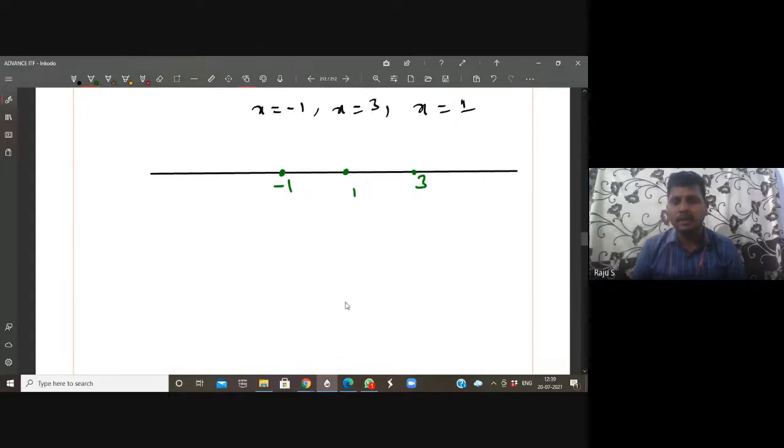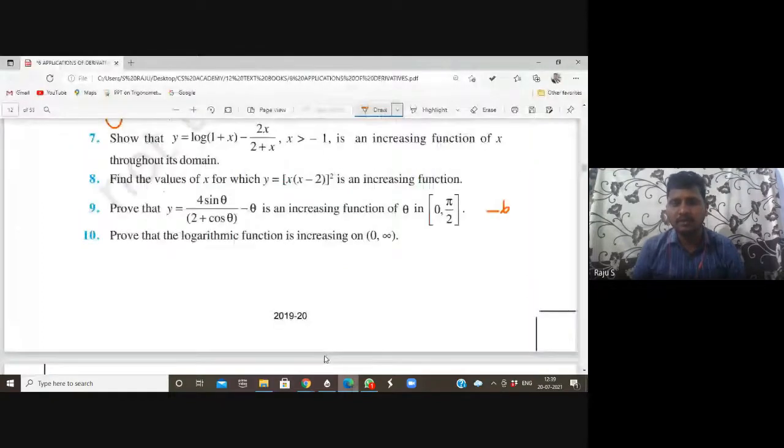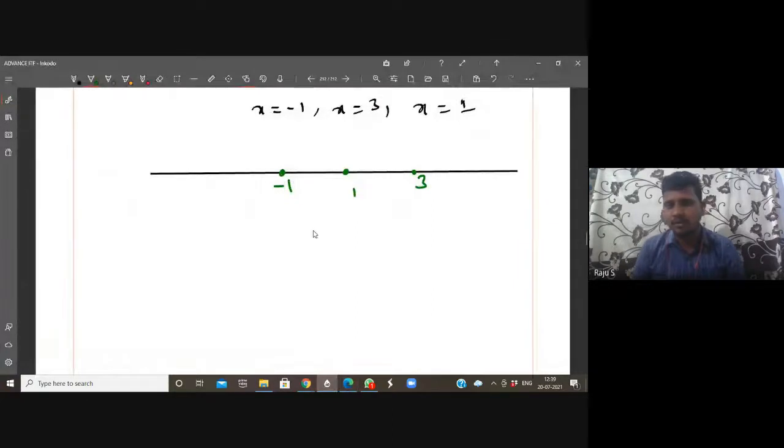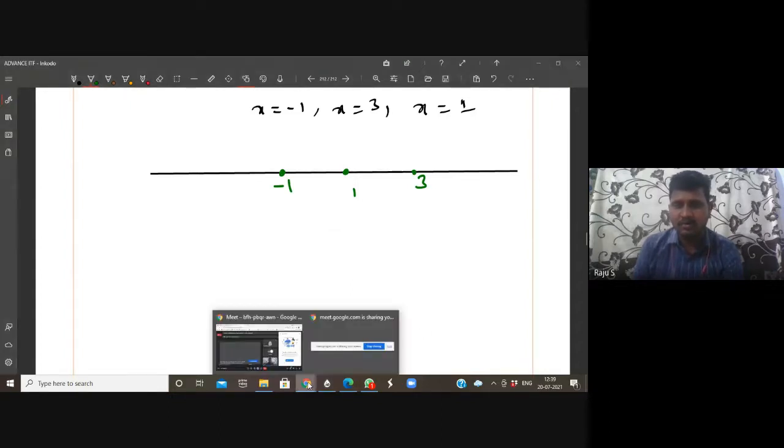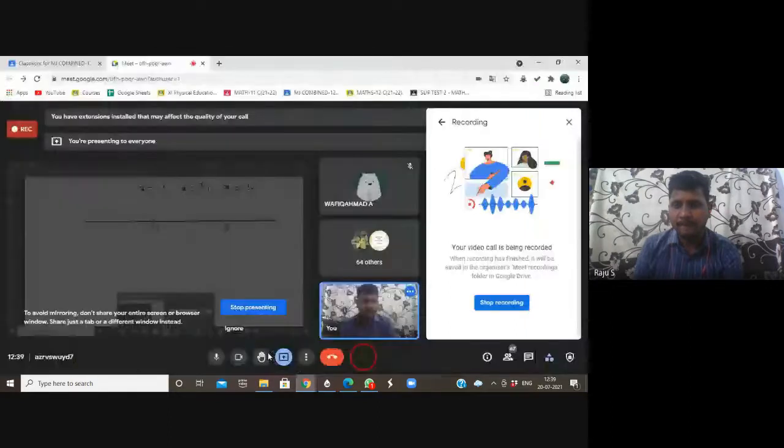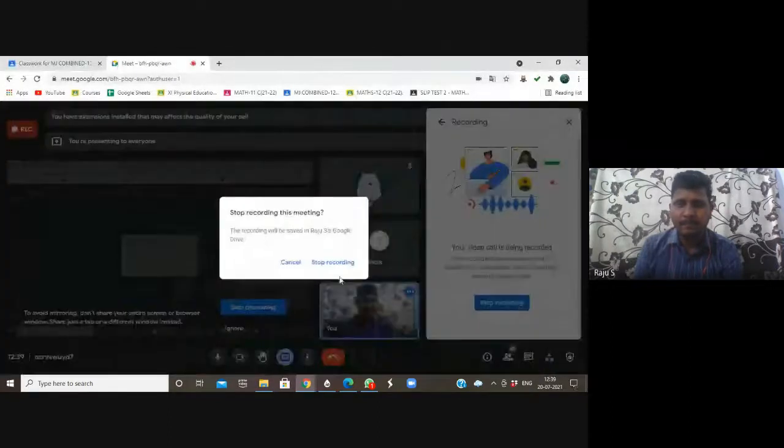Just one task I'm giving here. I already found the points. In the next class, you have to write the corresponding intervals where it is strictly increasing and where it is strictly decreasing. Because it's already 12:40. Can you do it?